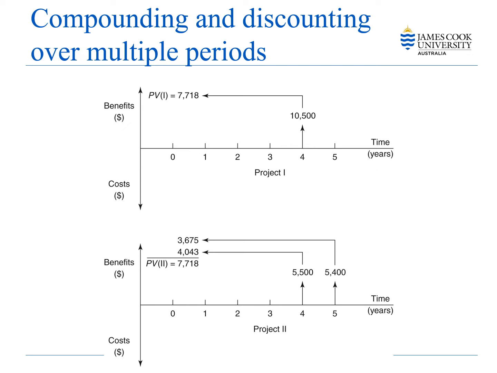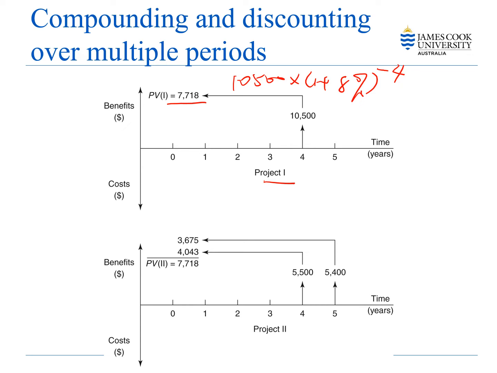Right, okay, so we record the cash flow. Project 1 is $10,500, and it occurs in year 4, end of year 4. Discounted back, we get 10 times 1 plus 8%, which is discount rate, raised to the power negative 4, and that's $7,718.